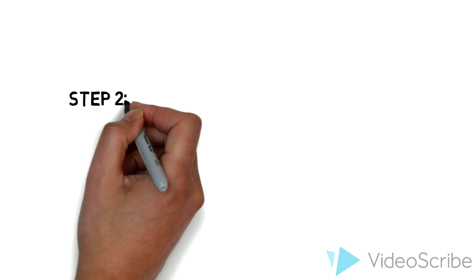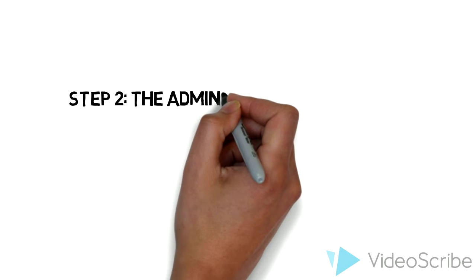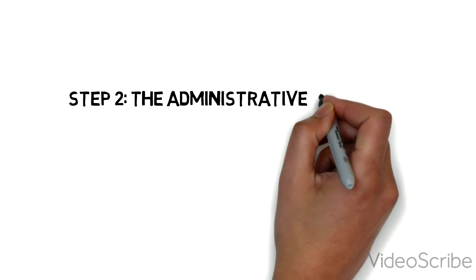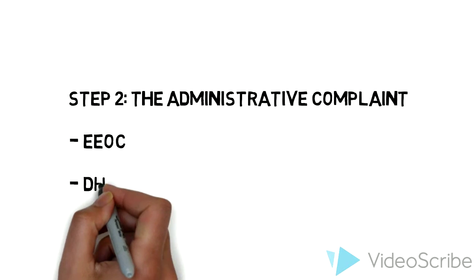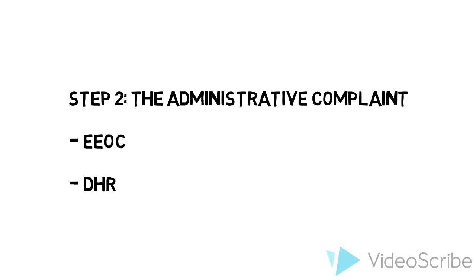Step 2 is the administrative complaint. Now, in some cases of employment discrimination, the employee is required to file an administrative complaint with either the EEOC, which is a federal agency that handles employment complaints, or the Division of Human Rights, which is a state agency. Each of these agencies handles complaints and performs an investigation.